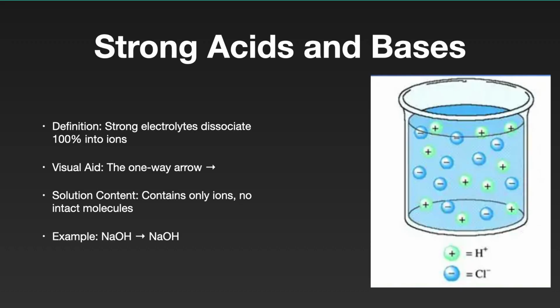When we call an acid or a base strong, we're not talking about how corrosive it is. We're talking about its math. Strong acids and bases are strong electrolytes, meaning they dissociate completely when they hit water. In a chemical equation, we show this with a one-way arrow. This tells you that if we put sodium hydroxide in water, you won't find any NaOH molecules left. You'll only find separate Na+ and OH- ions floating around.